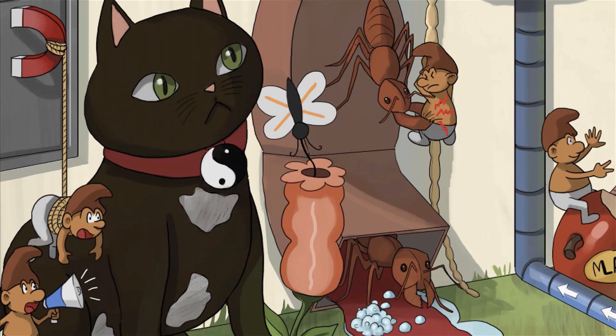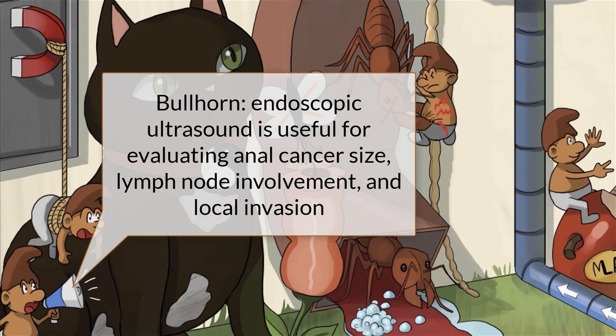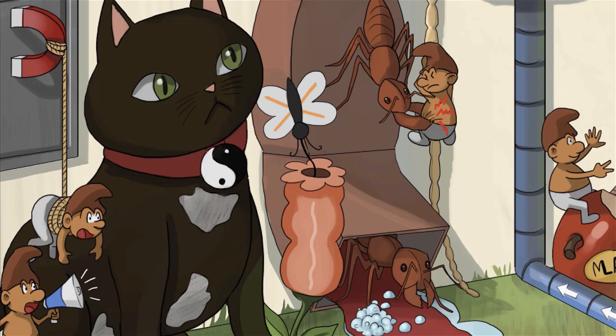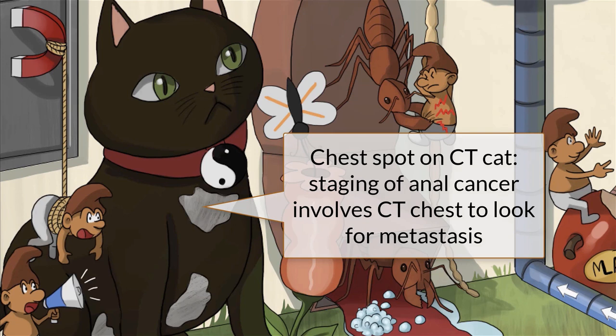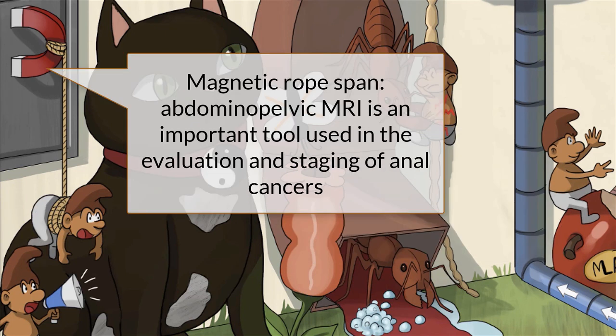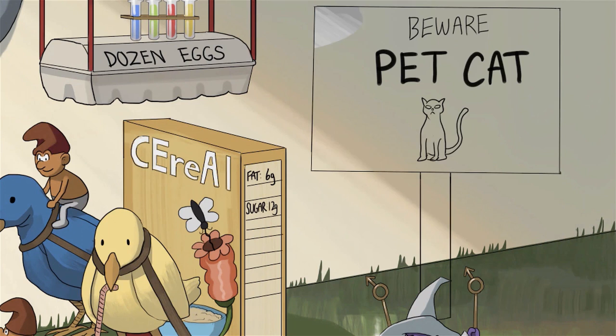Endoscopic ultrasound is a useful method for closely examining the anorectal walls and surrounding structures. A 360-degree ultrasound view can show normal wall destruction by tumor, tumor characteristics, and invasion into surrounding tissues. Staging of anal cancers also follows the TNM system, which requires a chest CT to look for metastasis in the lungs, abdominal and pelvic MRI to evaluate the primary tumor and look for METs, and PET CT to really hunt down the METs.